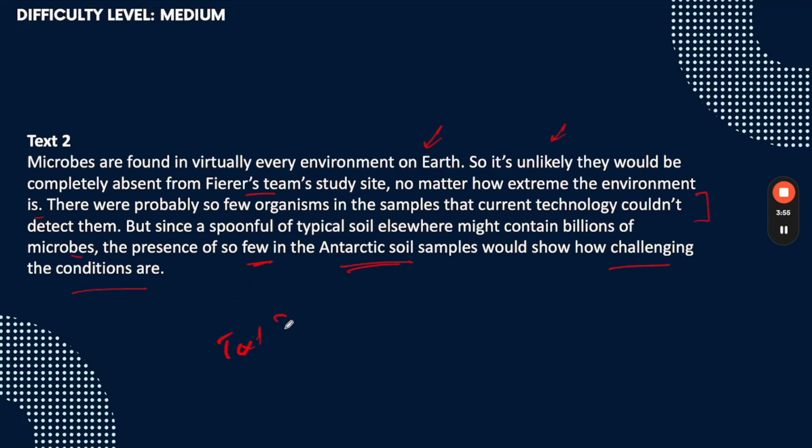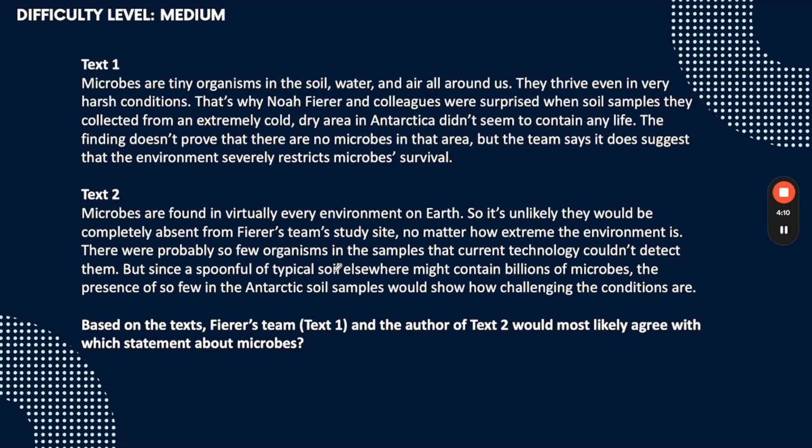So the text 2 is also agreeing with the harsh conditions present in the Antarctic, right? And text 2 is simply saying that it's not like there were no microbes at all, but it's just that there were very few, and most of them were damaged because of the harsh conditions. So when it comes to text 1 and text 2, the connection, what I found was that both of them are agreeing to the fact that the conditions were harsh in Antarctica, and possibly this is the reason why there were very few microbes available.